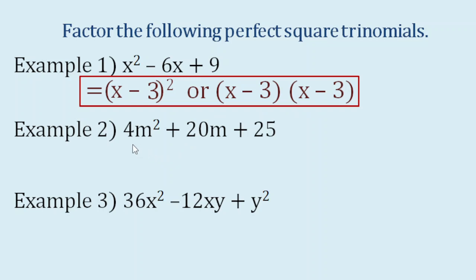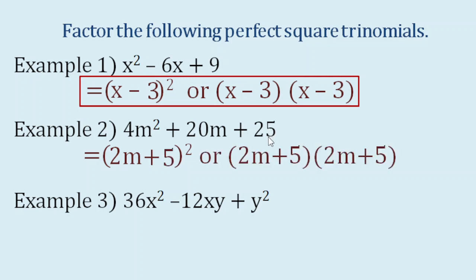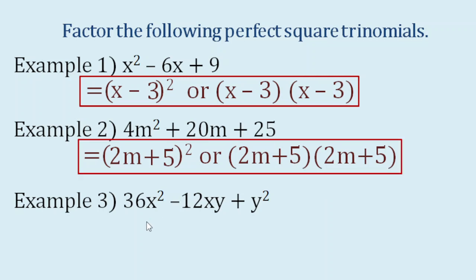Number 2, 4m squared plus 20m plus 25. Square root of 4m squared is 2m. Sign of the middle term, plus. Square root of 25 is 5. Or the quantity 2m plus 5 times the quantity 2m plus 5. These are the factors. Number 3, 36x squared minus 12xy plus y squared.